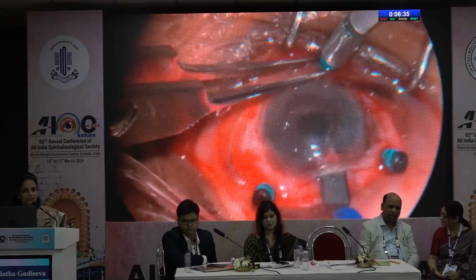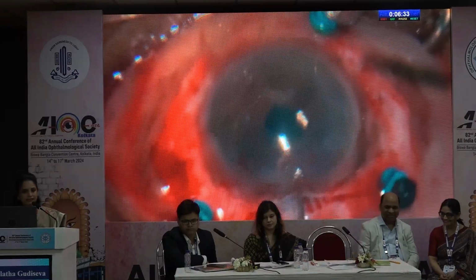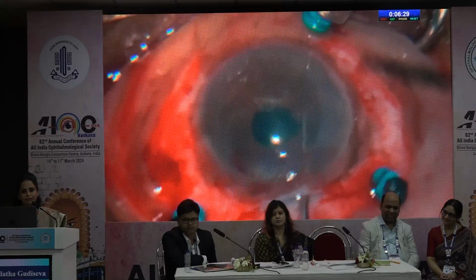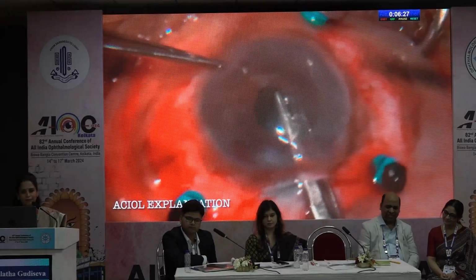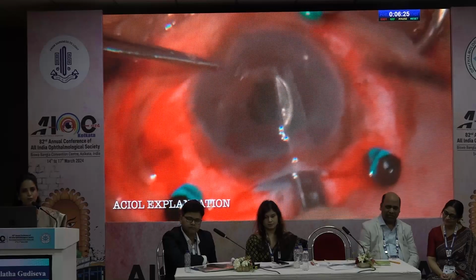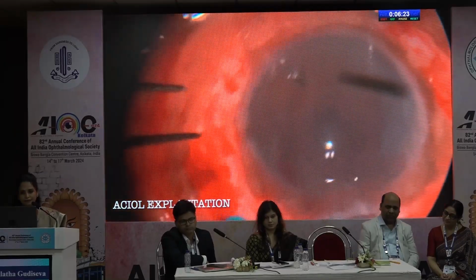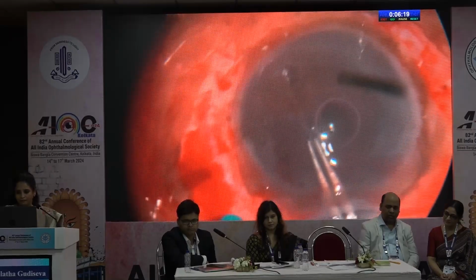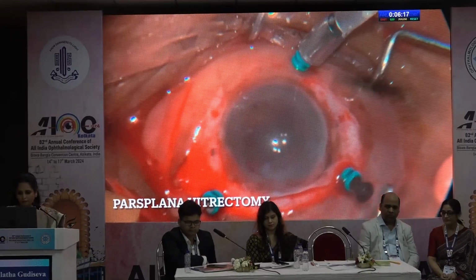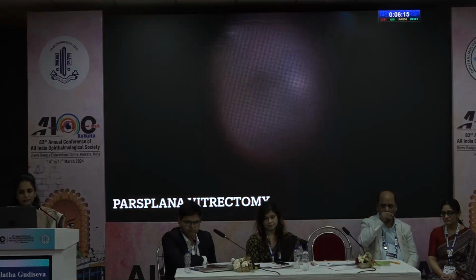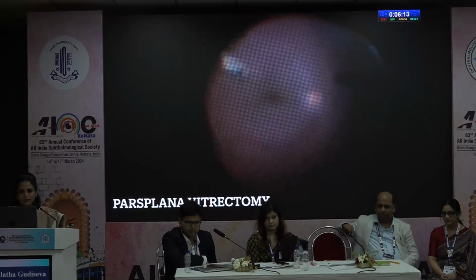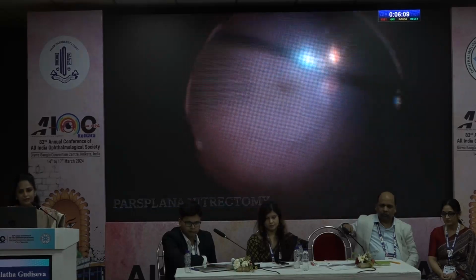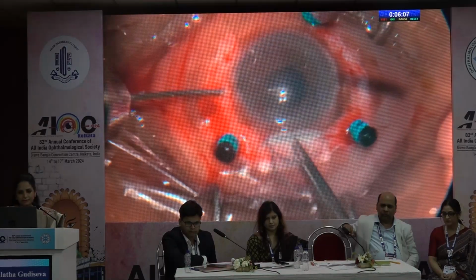So in this patient, the anterior chamber IOL was very tightly stuck, so we had to go underneath the IOL and then cut both the optic and haptic junction, and then remove the optic and haptic separately. Pars plana vitrectomy was done, and then a 3-piece IOL was placed and fixed into the scleral pockets.